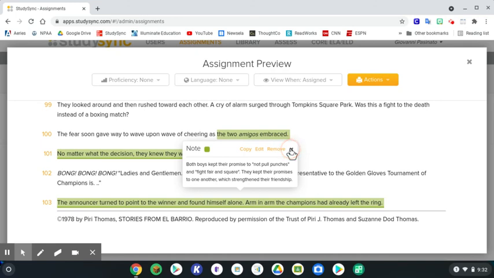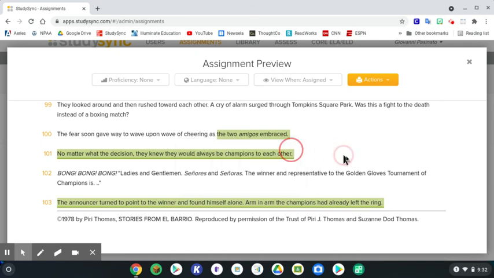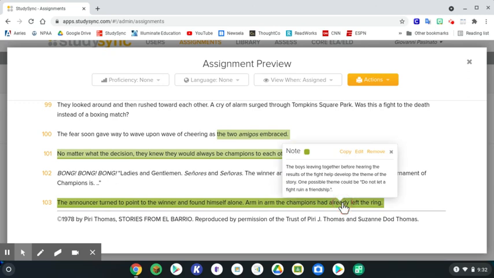And what did I put for 103? Fingers crossed this doesn't jump. Got lucky. The boys leaving together before hearing the results of the fight helped develop the theme of the story. Again, what were our two topics, our subject matters, friends and boxing, right? If you want to switch out boxing for fight, for competition, by all means.